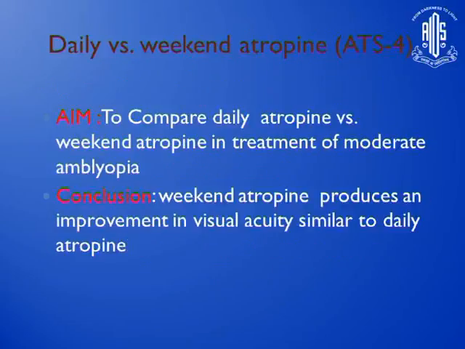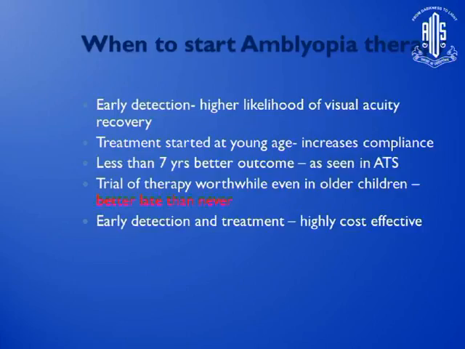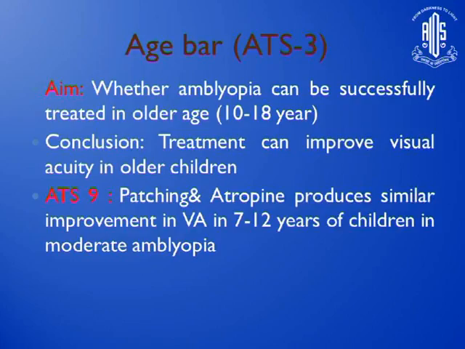Then in ATS-4, daily versus weekend atropine was compared, and they concluded weekend atropine produces an improvement in visual acuity which is similar to daily atropine. Then the question is when to start amblyopia therapy. It is better late than never. Is there any age bar to treat amblyopia? To see whether amblyopia can be successfully treated at an older age, ATS-3 was conducted, and they concluded treatment can improve visual acuity in older children also.